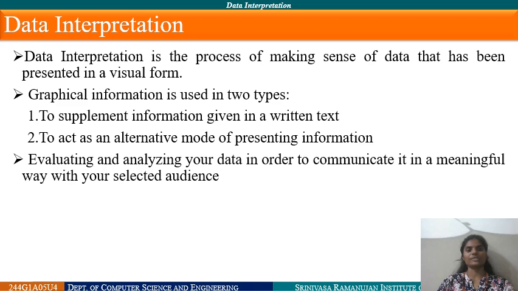Data interpretation is the process of making sense of data that has been presented in visual forms. Graphical information is used in two ways: to supplement information given in a written text, and to act as an alternate mode of presenting information, evaluating and analyzing your data in order to communicate it in a meaningful way with your selected audience.